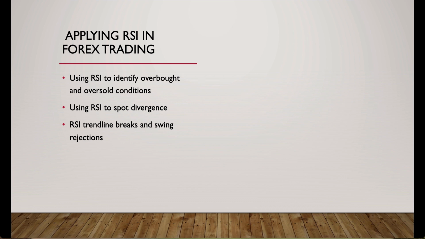So again, RSI is usually like a reversal type of indicator. It's not like your trend following indicator, for instance, like the moving average, which we've covered in the previous video. So it usually tells us where the market is about to stop, or where the market could stop and reverse. So this is what we need to understand.